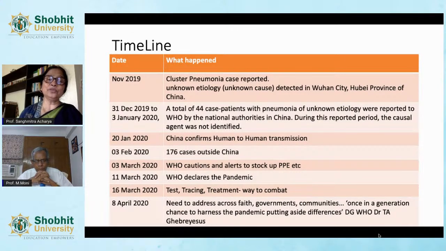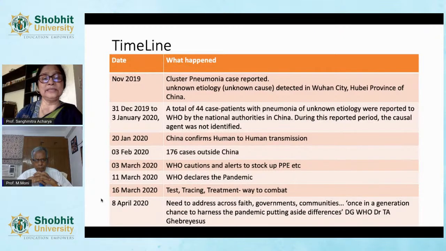For the first time, it was also confirmed that human-to-human transmission was what was causing it, back on 20th of January, more than a year ago now. And roughly less than a month down the line, we had more than 175 cases outside China. So the outbreak had spread beyond what perhaps much of the world till then was thinking of as restricting itself there. After this, we had WHO cautioning us to stock up, declaring it a pandemic, and very categorically saying that testing, tracing, and treatment is the way to combat it.